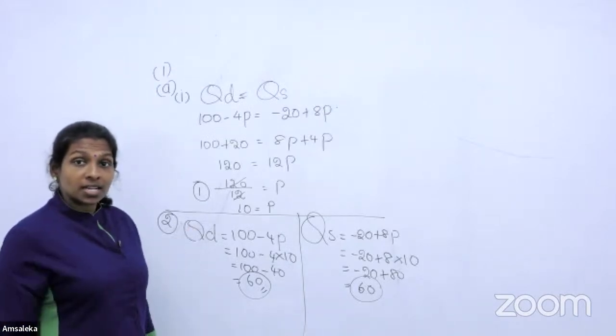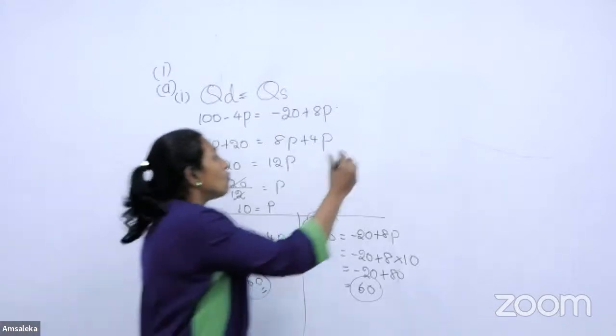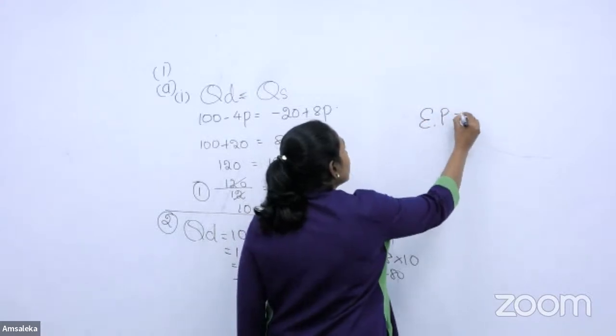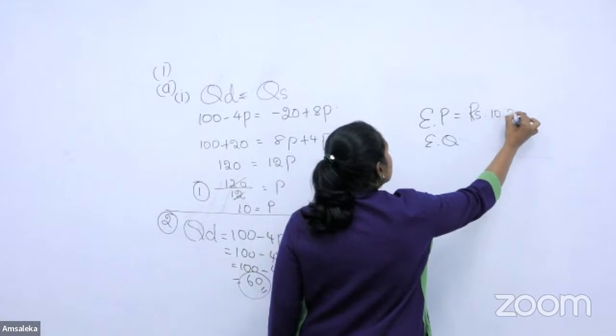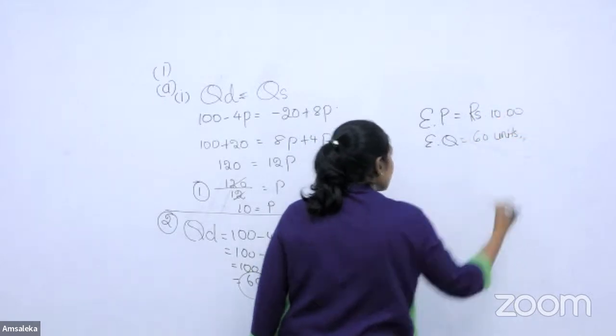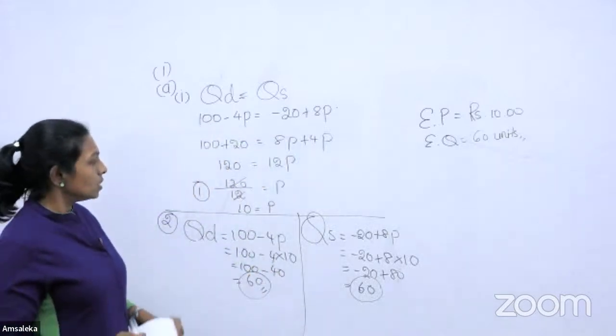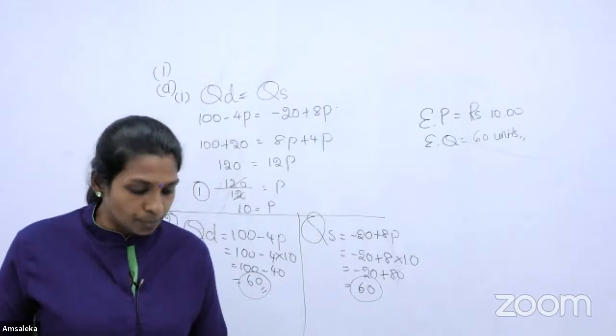Then this is not the final stage, right? You are going to finally state the equilibrium price and equilibrium quantity. Equilibrium price is rupees 10 and quantity is 60 units. Okay, this is how you can find the equilibrium price and equilibrium quantity.